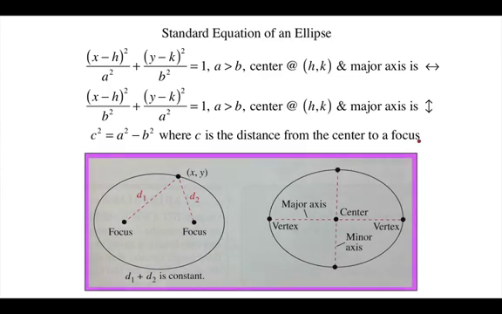Additional properties of ellipses that you learned in Algebra 2: for any point along the ellipse, d1 plus d2 is always the same number. And then we have vertices, co-vertices, major axis, and the minor axis. Let's move on to the next slide.